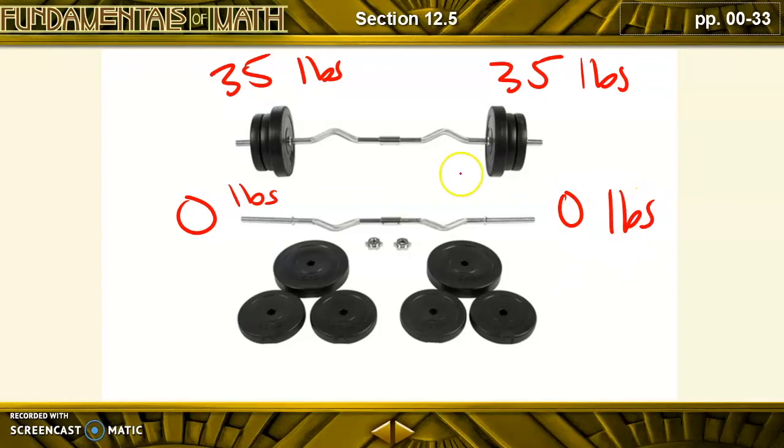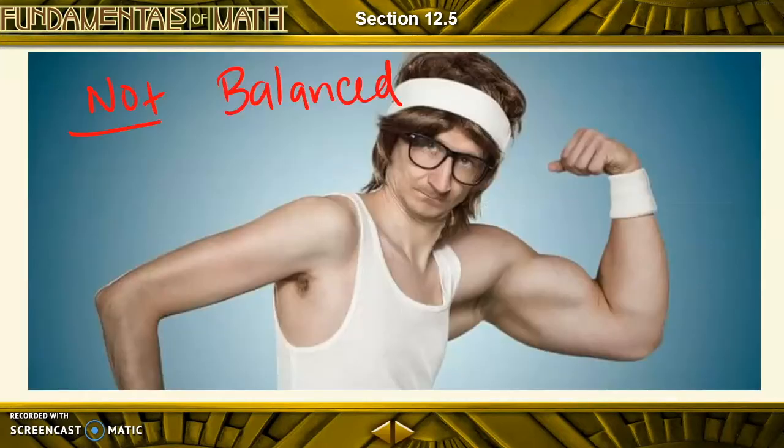What happens if you have uneven weights? One, you look super dumb. People in the gym are going to be making fun of you, and you're probably going to end up being a meme. Or two, maybe even worse, you won't be balanced. And when equations aren't balanced, they end up looking as ridiculous as this dude.